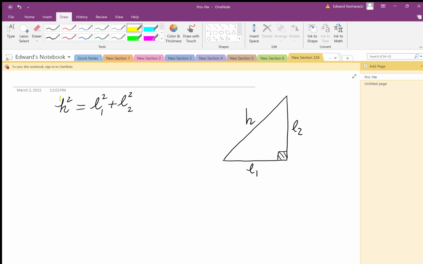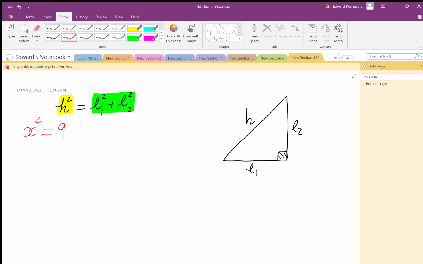Make sure that you understand that hypotenuse should be alone and legs should be always together at one side. Let's have an example, but before the example, you need to also know how to solve this equation.